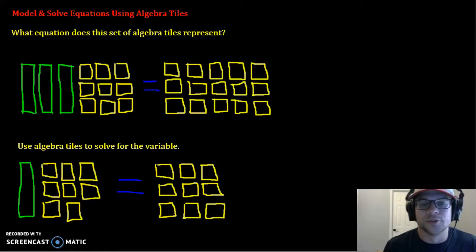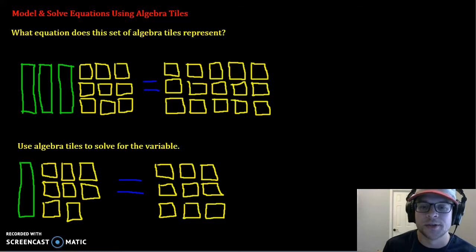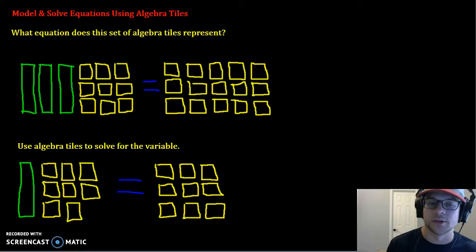Okay, in this tutorial we're going to introduce algebra tiles. The algebra tiles are just a tool to help represent an algebraic equation or expression, and can possibly even be used to help solve for a missing variable. There are going to be a couple of different types of algebra tiles that you're going to see. The first one is just a singular square.